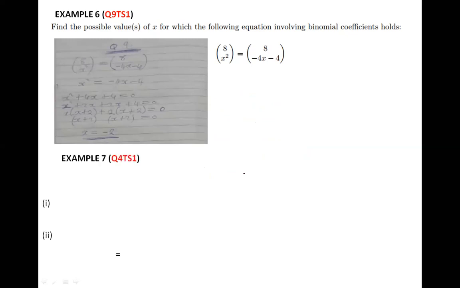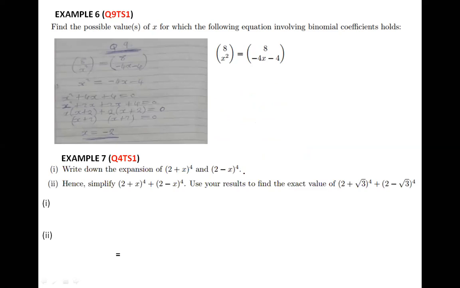Then we have another example, which is example 7 from story sheet 1, question 4. The question was saying, write down the expansion of 2 plus x to the power 4 and then 2 minus x to the power 4. Now we can start solving it. The way you solve this, you can either use the binomial expression or you can use the Pascal's triangle. You still get the same answers.